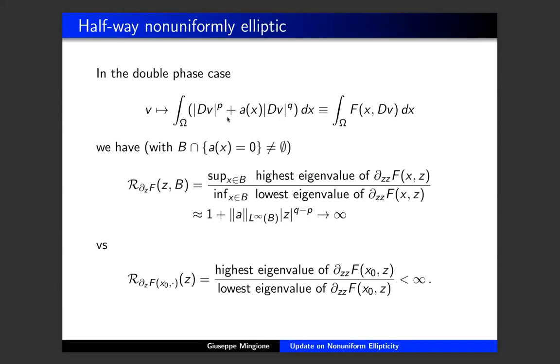But it happens that if you do consider this non-local ellipticity ratio, then this functional that according to the classical definition is uniformly elliptic turns out to be not. Why? Because if you take a ball where the transition between the two phases happens, that is, a of x can be zero, then the lowest eigenvalue is like z to the p minus 2, and the highest eigenvalue is controlled by this quantity. And therefore, this quantity goes to plus infinity when z goes to plus infinity. And the interplay between the regularity of coefficients and the growth with respect to the gradient happens exactly here.